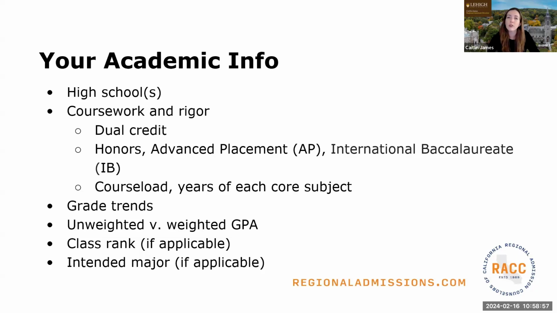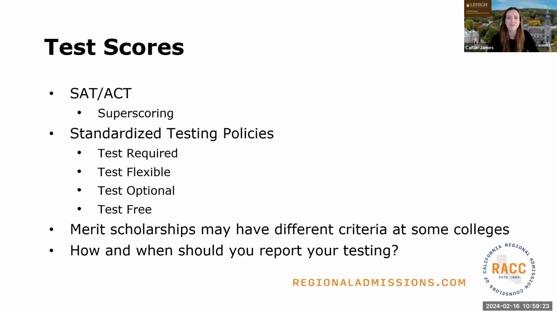We'll see your unweighted versus weighted GPA. Some colleges will kind of take that GPA, maybe they'll utilize that, maybe they'll recalculate a GPA based on the classes that you have. And so that's something that might come into consideration. We'll see a class rank if you have that. Again, not always super common, but I do see that in some schools in California. And then we'll also maybe take into consideration that intended major or future career plans that you're thinking about pursuing.